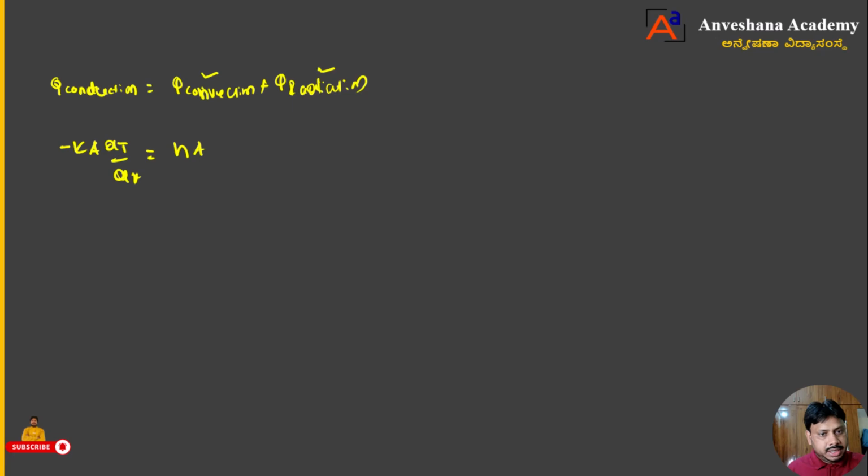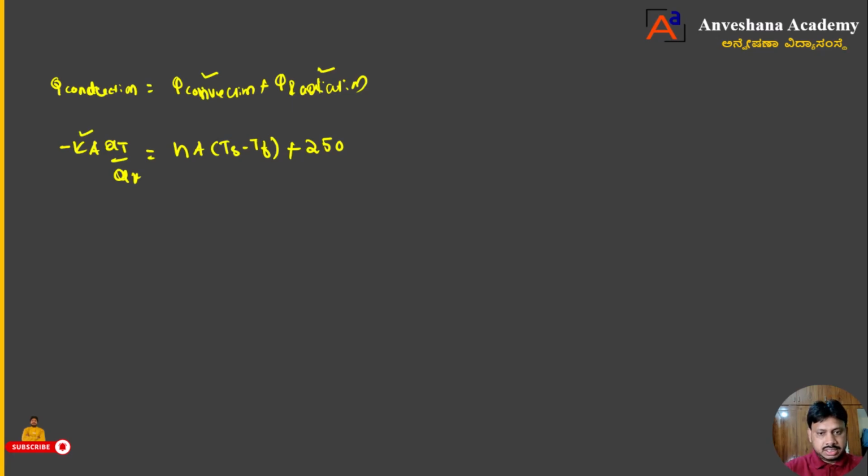What is that? h into surface temperature of plate minus temperature of fluid which is moving over the surface of the plate, plus radiation heat transfer. But radiation heat transfer is directly given, no need to calculate, that is 250. Okay, fine dear students. Now what is thermal conductivity?